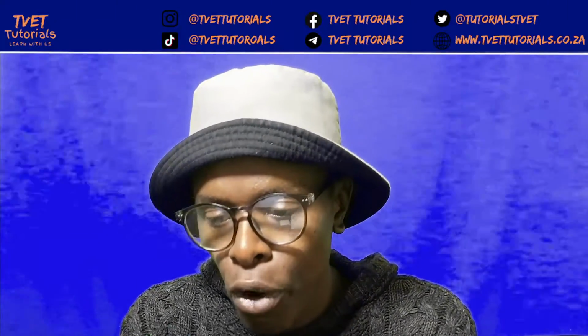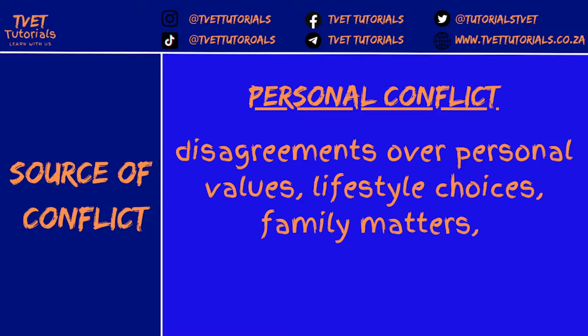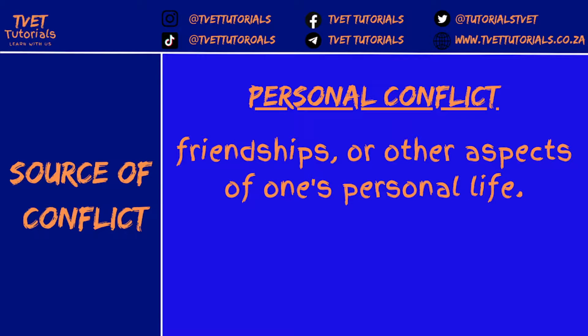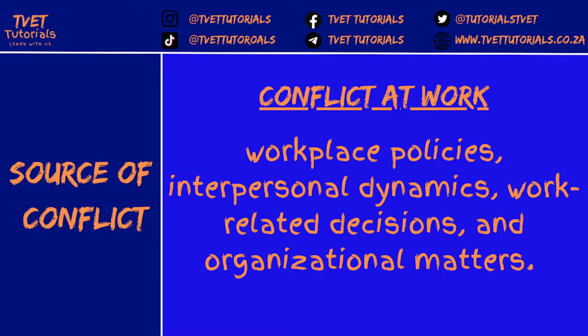So let's look at the next point, which is the source of conflict, right? For personal conflict, personal conflicts often stem from non-work related issues such as disagreements over personal values, lifestyle choices, family matters, friendships, or other aspects of one's personal life, right? And then if we look at conflict at work, it typically arises from issues related to employment, job responsibilities, work policies, interpersonal dynamics, work related decisions, or organizational matters, right?